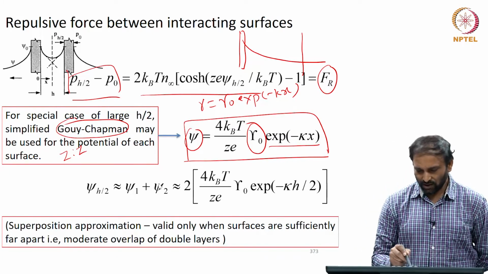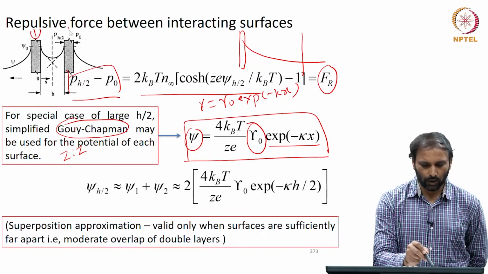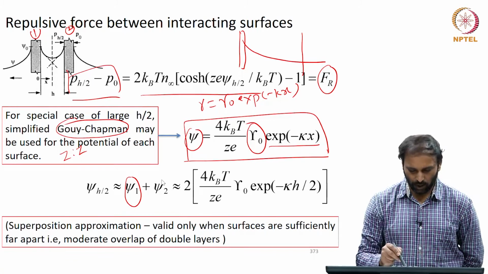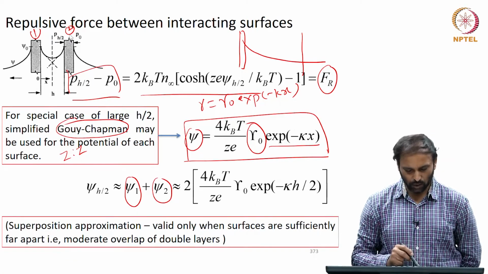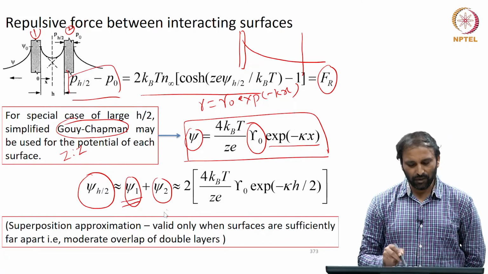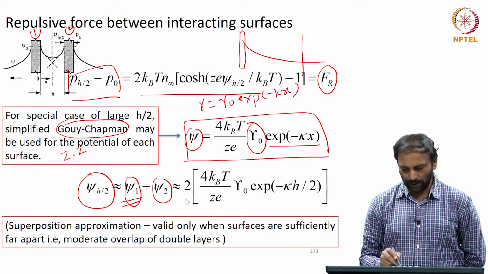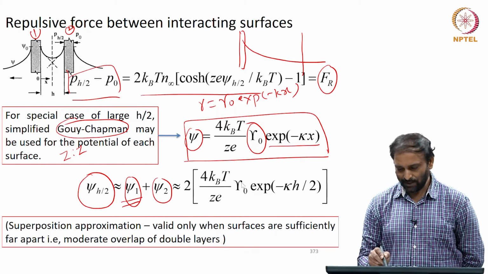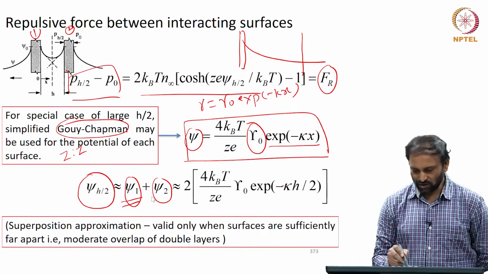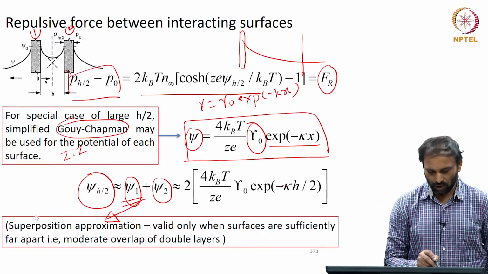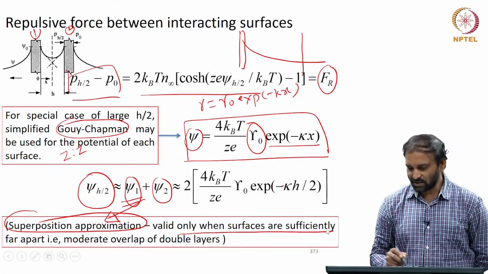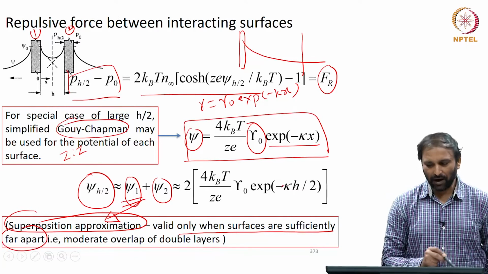So, what we are going to do, because we have two plates, plate 1 and plate 2, there is going to be psi 1, the contribution from plate 1, and psi 2, the contribution from plate 2. So, we say that psi at h by 2 is the summation of psi 1 plus psi 2. Therefore, psi at h by 2 becomes 2 times 4 kBT divided by Z e gamma naught exponent of minus kappa h divided by 2. Okay. This particular approximation is called the superposition approximation, which is valid only when the surfaces are sufficiently far apart.